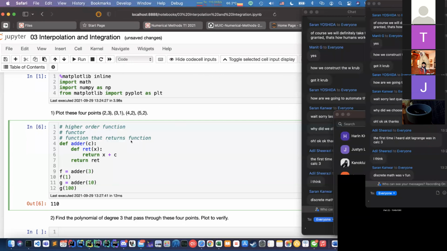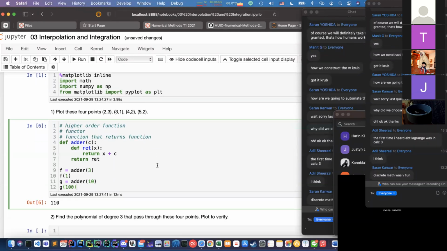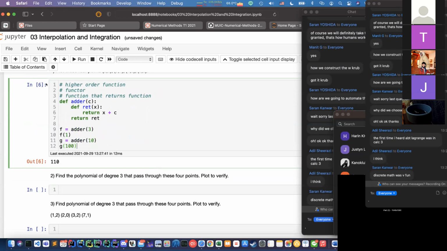Any questions so far on how this thing works? I want you to sort of understand how this thing works. Any questions, or is this thing very trivial for you guys? Okay, no question. Everything is good.